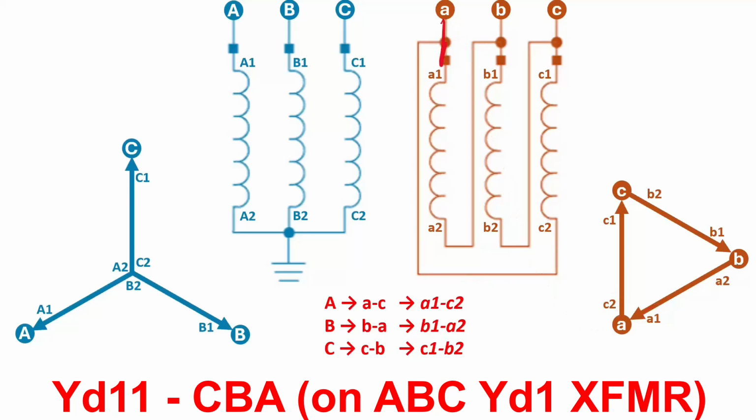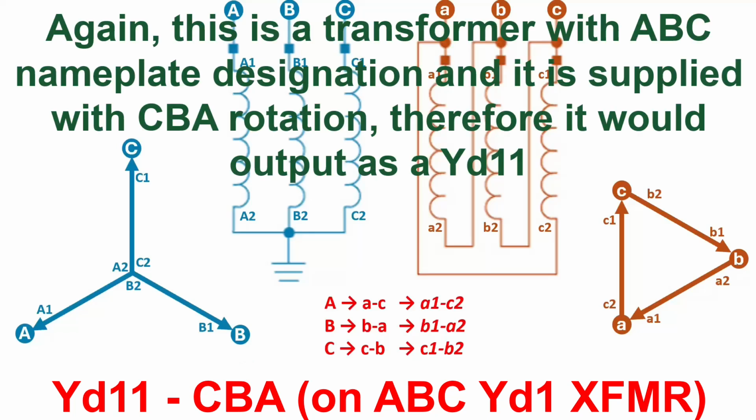So if you're following the incorrect ABC convention, instead of redesignating this as CBA like you were intending to on this transformer, then what's going to end up happening is that you have the primary at 12 o'clock and the secondary is now at 11 o'clock. Okay, this is 12 and 11. So this becomes a YD11. And this is also a CBA.